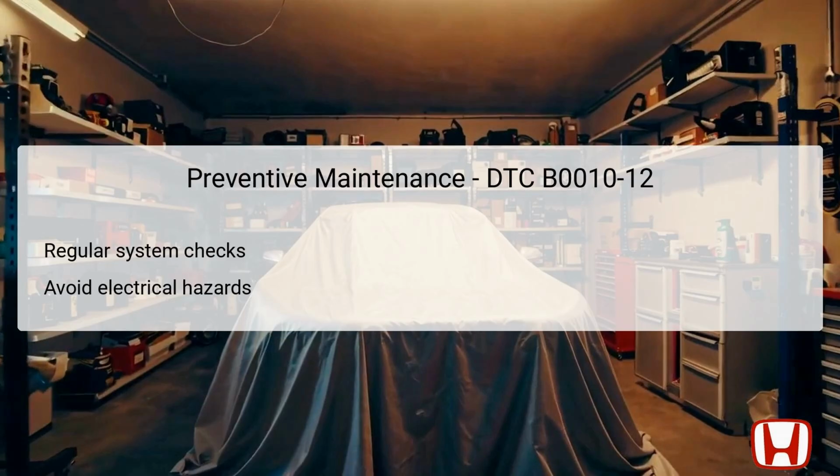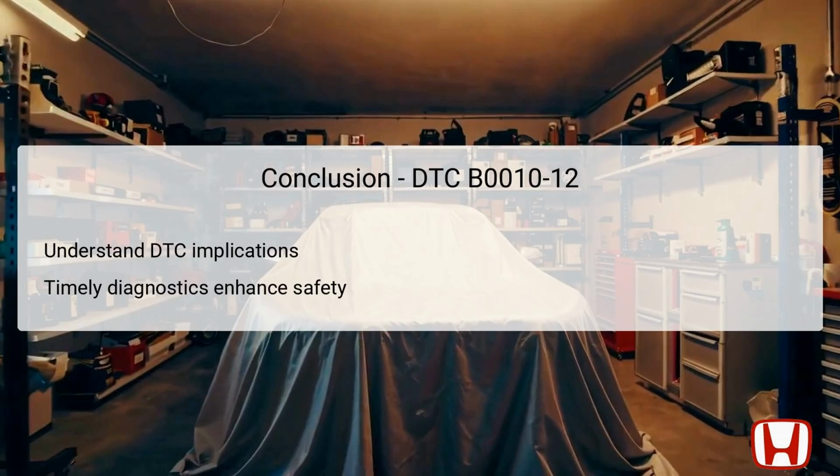Following specific guidelines and protocols outlined in the vehicle's service manual will also aid in maintaining the safety features of the Honda Accord. Proper preventive maintenance can significantly prolong the life of the airbag system and enhance the safety of all vehicle occupants. In conclusion, understanding DTC B0010-12 is crucial for the safety of your Honda Accord 2023 and beyond, as this code indicates a critical failure within the front passenger's airbag inflator system.